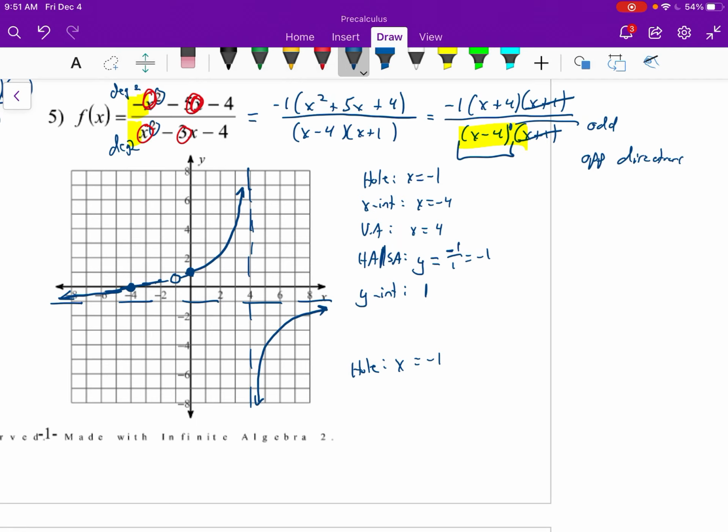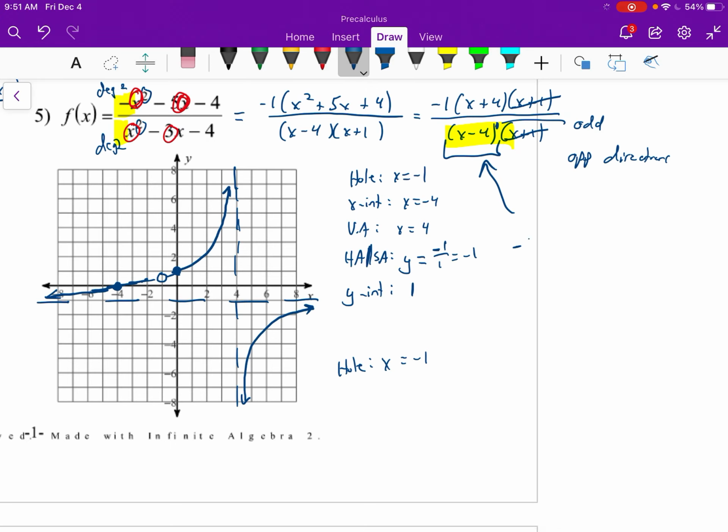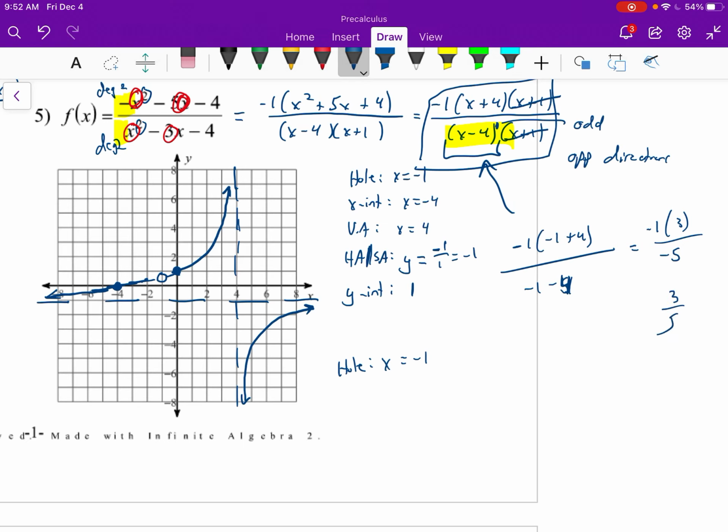Again, we could be a little more accurate if we plugged in different values. We could even find the value of exactly where that hole is by plugging in -1 into our canceled one here. So -1 plus 4 over -1 minus 4. So putting it back into our reduced function, we get -1 times 3 over -5, which is 3/5. Pretty close. All right, so 3/5. And there's the graph for number 5.